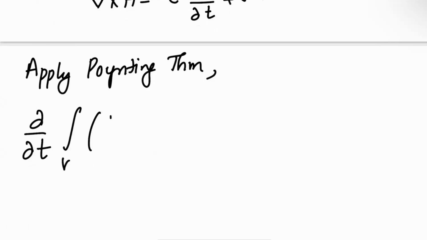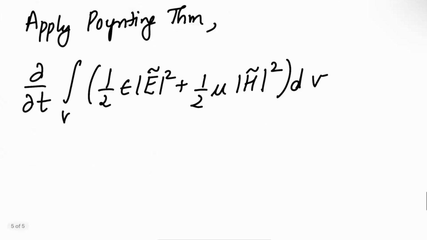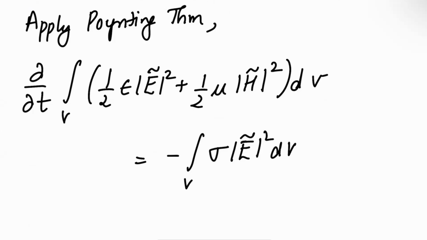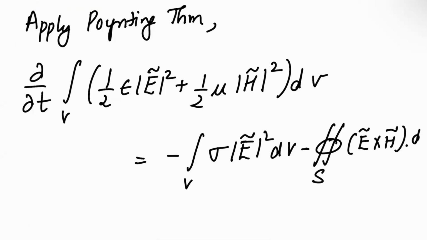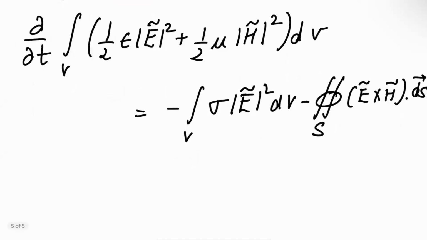The volume integral of 1/2 epsilon mod E tilde square plus 1/2 mu mod H tilde square dV is the left-hand side. You don't have any source term, so you only end up with minus the volume integral of sigma mod E tilde square dV, minus the surface integral of E tilde cross H tilde dot dS.